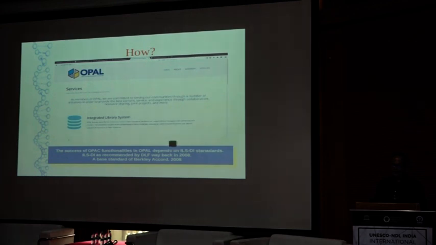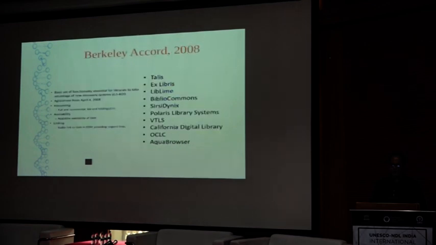How are they doing it? They are using a software called OPAL, but that is not important. The important thing is that they are supporting another standard layer on top of OAI-PMH, called the ILS-DI standard. The ILS-DI standard was developed through the Berkeley Accord, which basically aims to talk from ILS to discovery interface. Most of the big library vendors, including California Digital Library, developed it.